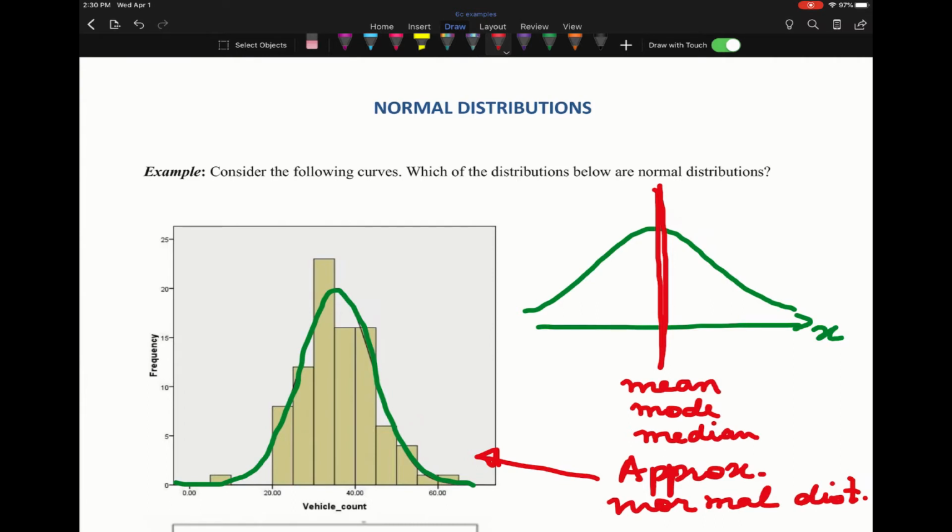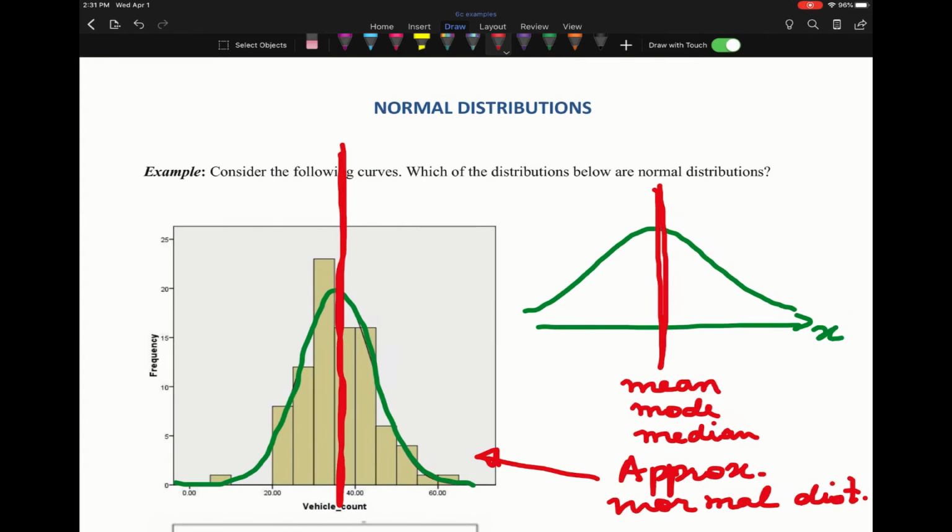Also, because of the properties of a normal distribution of having the mean, median, and mode the same when it's exactly normal, or approximately the same when we have an approximately normal distribution, we can infer from the graph that the center of the distribution, which is approximately here, corresponds to approximately where the median and mode are.